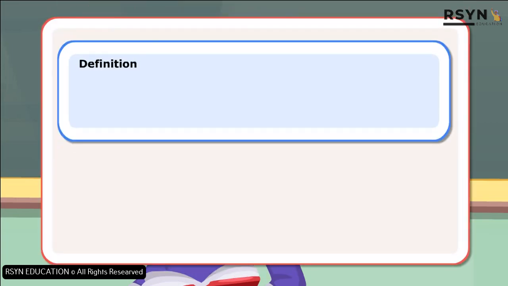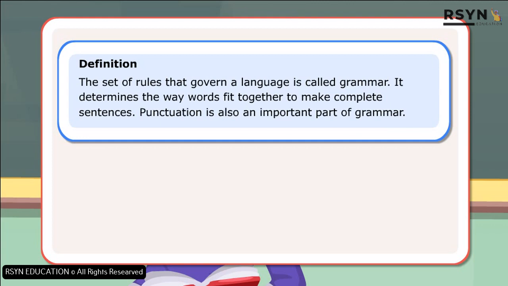Definition: the set of rules that govern a language is called grammar. It determines the way words fit together to make complete sentences. Punctuation is also an important part of grammar. Let us look at some rules of grammar.